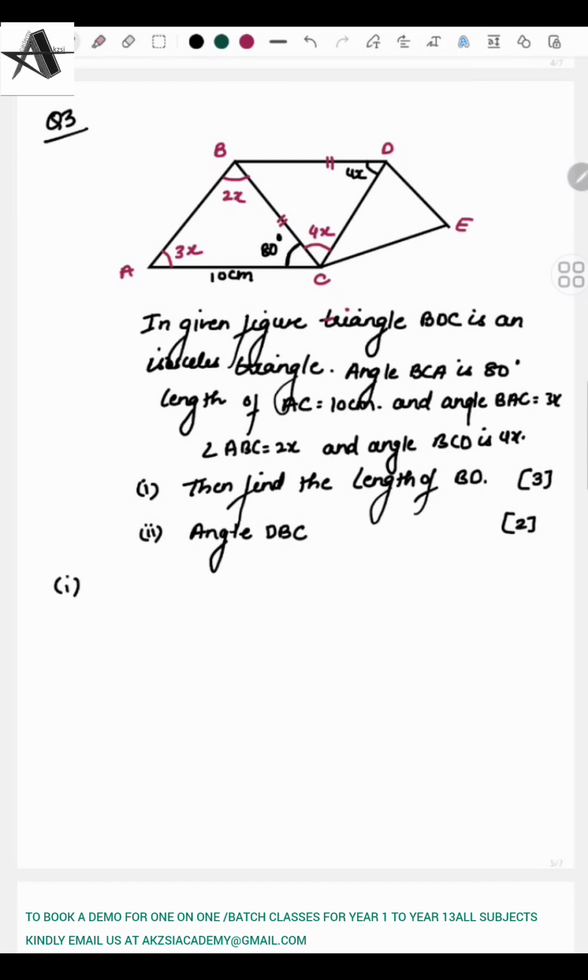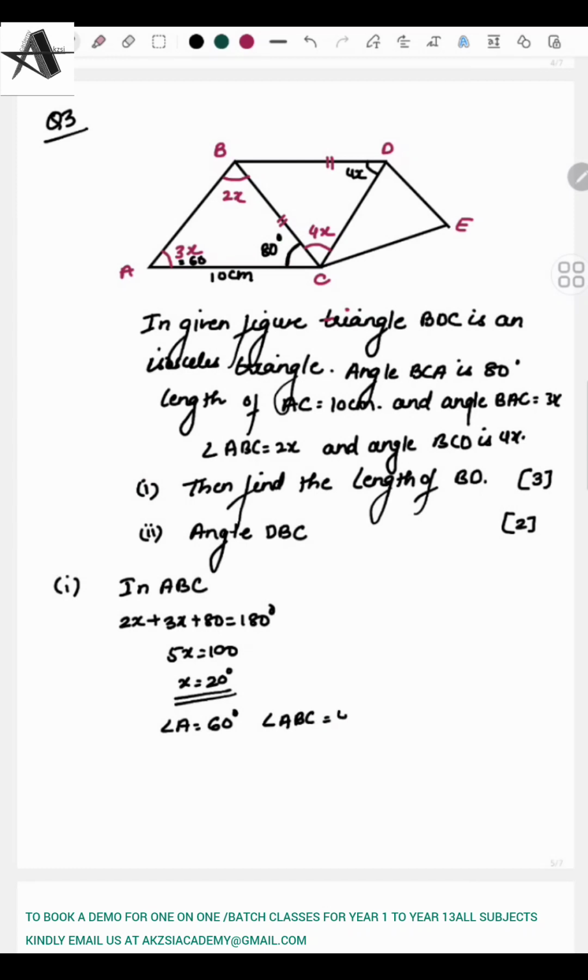So I'm starting with, as I told you, the first thing is better is to calculate all the angles. So in triangle ABC, if I apply the triangle sum property, so 2x plus 3x plus 80 is equals to 180. 5x is equals to 180 minus 80, 100, and x is 20 degrees. So I get to know that x is 20 degrees. Then angle A is 60 degrees because 3 times x is 60. And similarly, angle ABC or simple angle B will be written as 40 degrees. So this is 40 degrees. So now I know all the angles in this triangle.